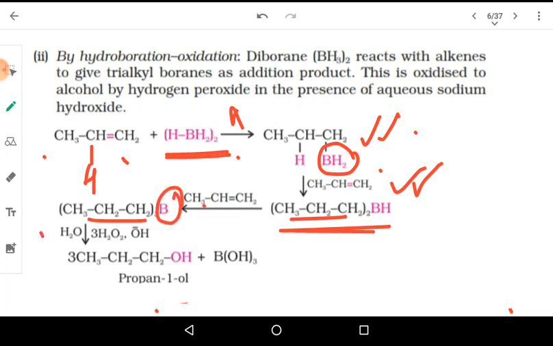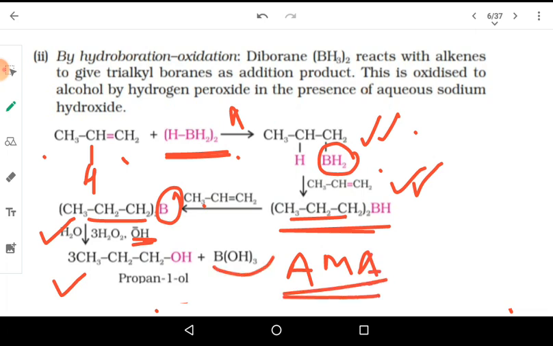Now we have to treat it with H2O2 in the presence of water and a base. Base is also required, and in the presence of these things, it is getting converted into alcohol. Again, it is anti-Markovnikov's addition. In the last step also, it is anti-Markovnikov's addition. And the byproduct which we are getting over there is orthoboric acid. So this is known as hydroboration oxidation reaction.